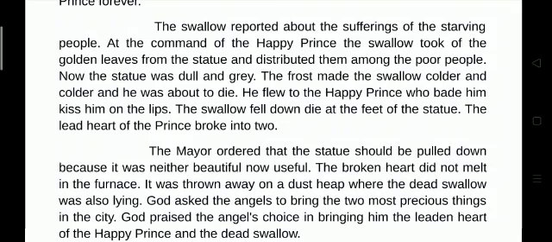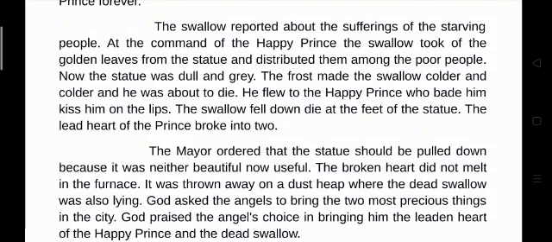He flew to the happy prince, who bade him kiss him on the lips. Now he wanted to say goodbye by kissing the lips of the happy prince. The swallow fell down and died at the feet of the statue. Now the swallow died, and the lead heart of the prince broke into two.